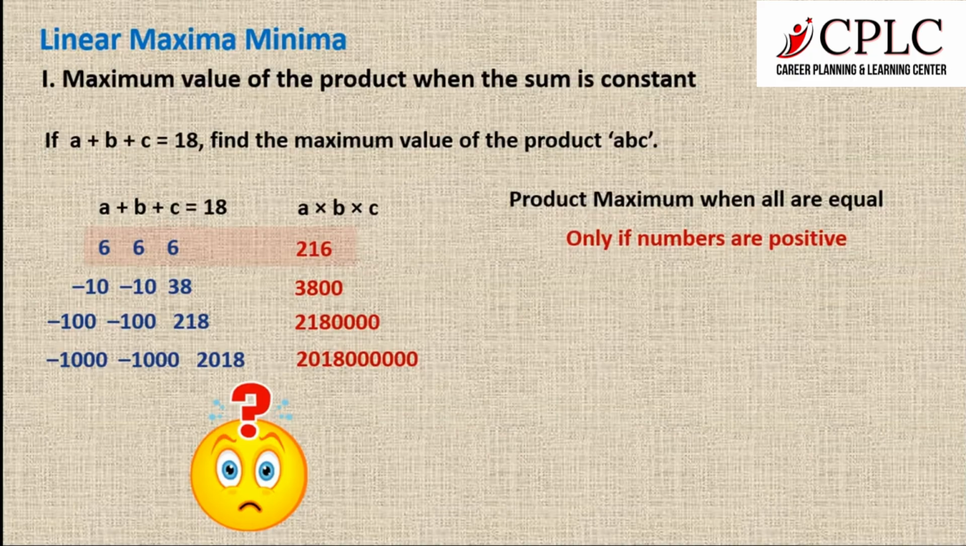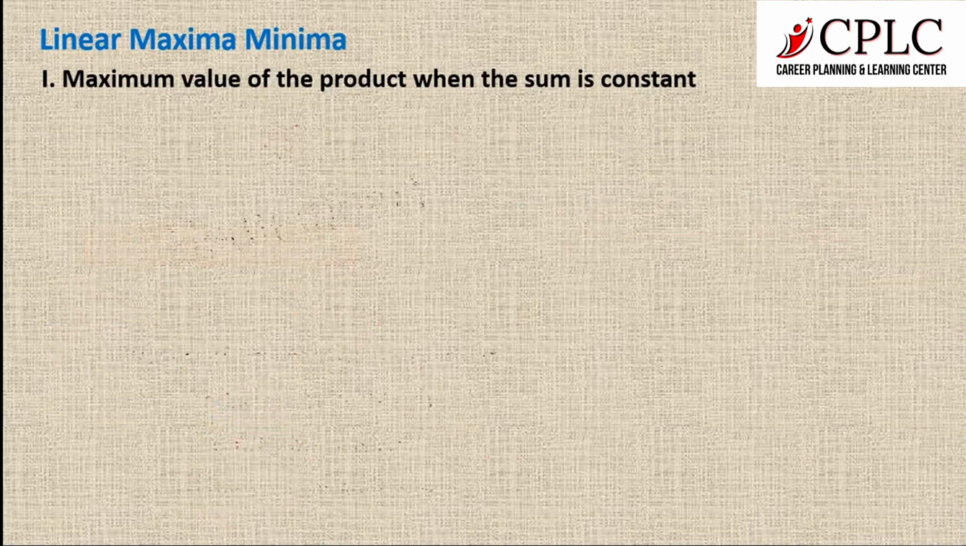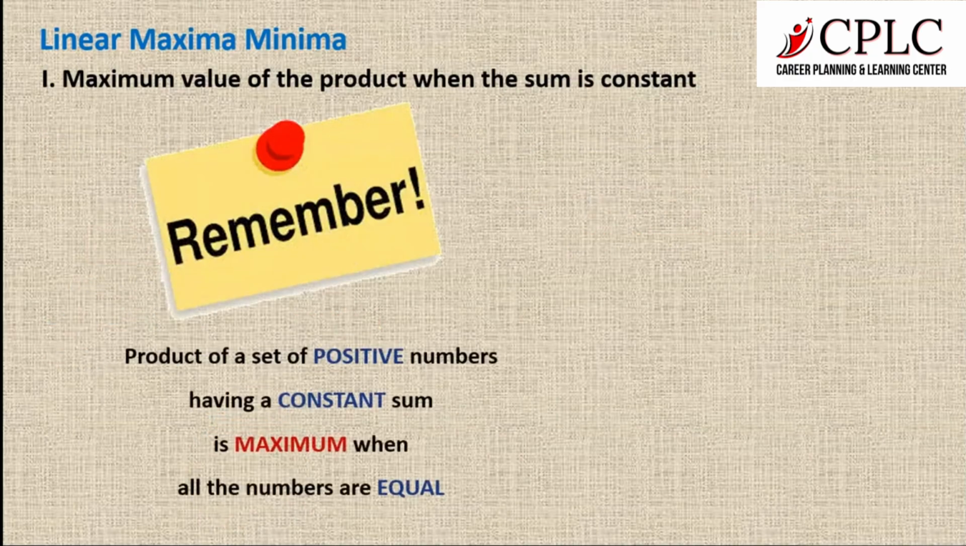So the official statement, which you are going to remember, is: the product of a set of positive numbers having a constant sum is maximum when all the numbers are equal. The emphasis is on the correct wording, positive numbers. Remember this as a benchmark, because this is what you are going to use for solving the questions. This will give you the ideas. So this is the first of the rules.